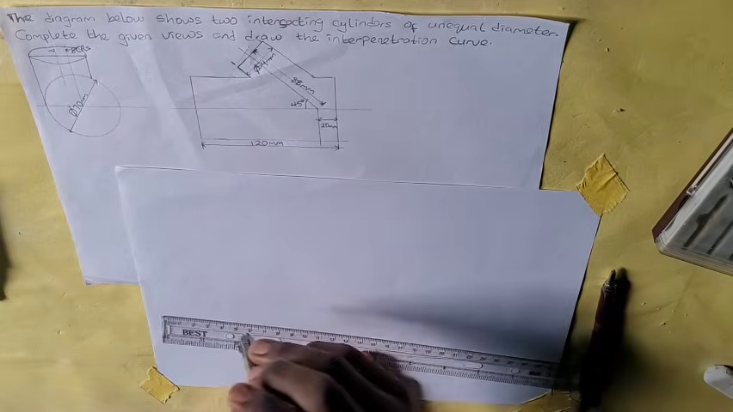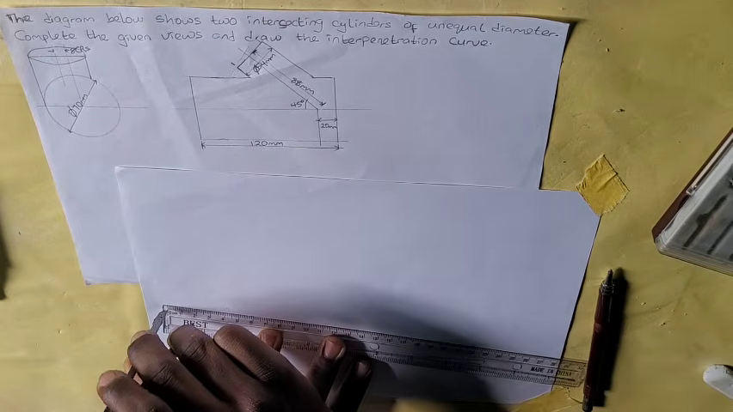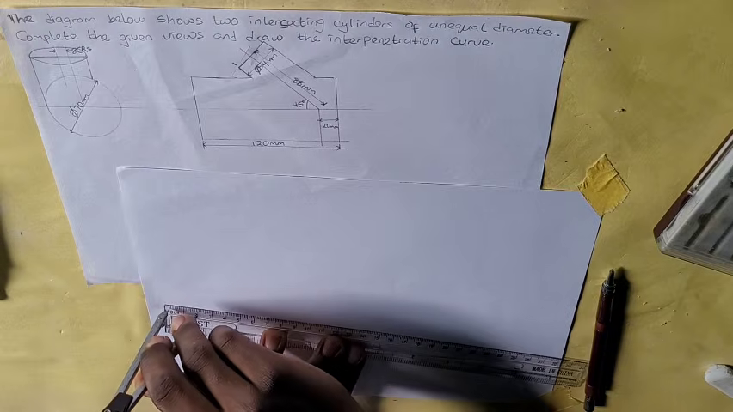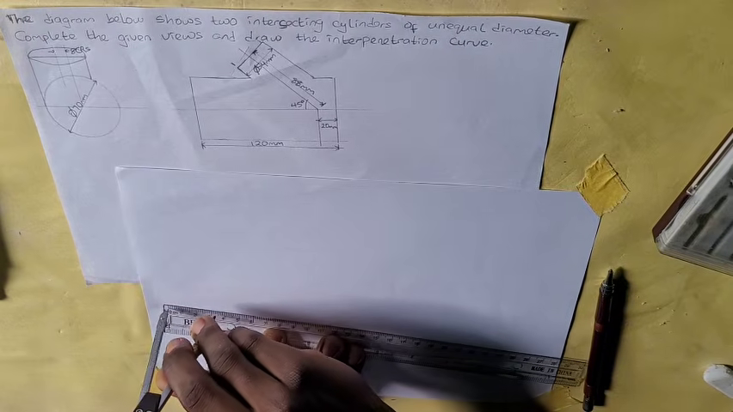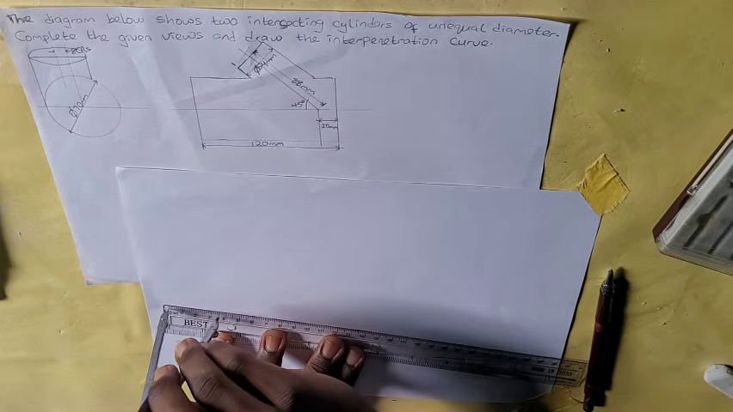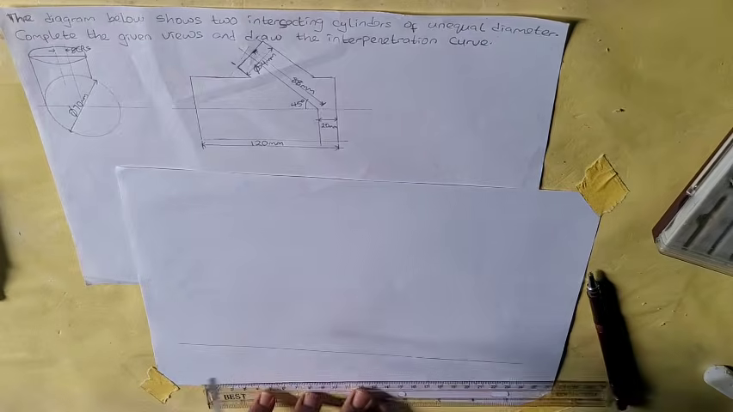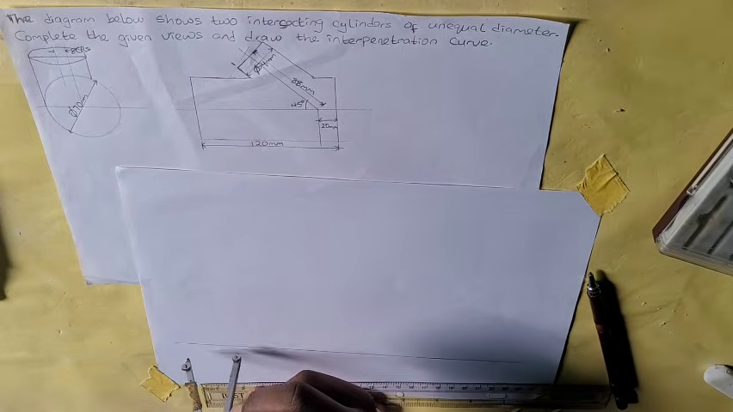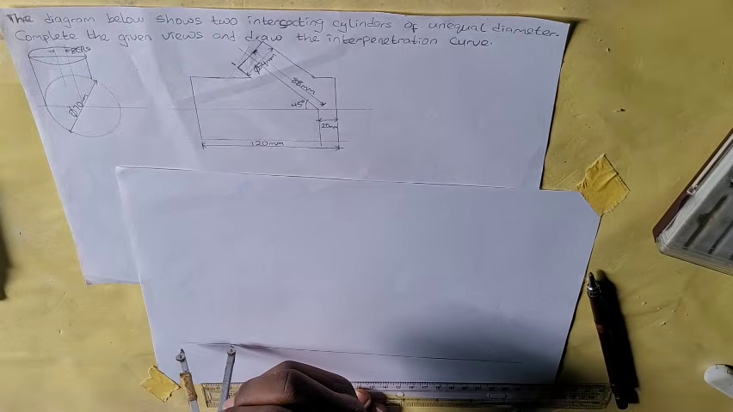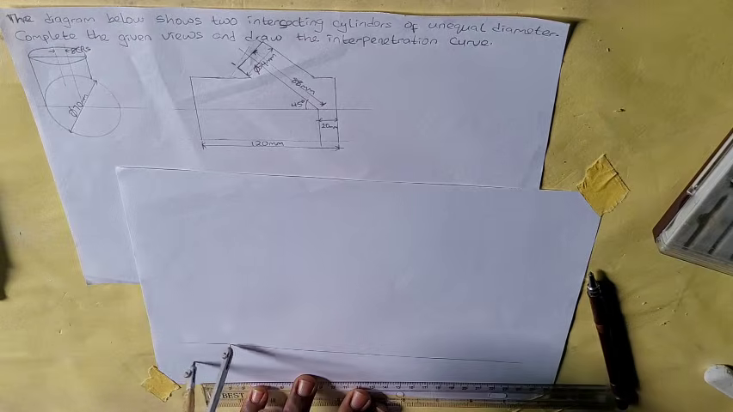So using my compass, I'm going to extend to a radius of 35 millimeters. Then picking any point on this line, I'll put the compass and I'm going to draw a circle.